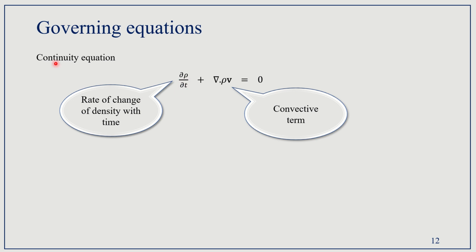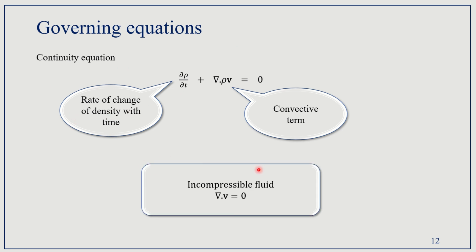If we are dealing with an incompressible fluid flow, that means density would not be changing. At that time, for an incompressible fluid, we have only del dot v is equal to 0. Remember that it is a vector form. So we are left with del dot v is equal to 0 when the flow is incompressible. So this is the continuity equation.